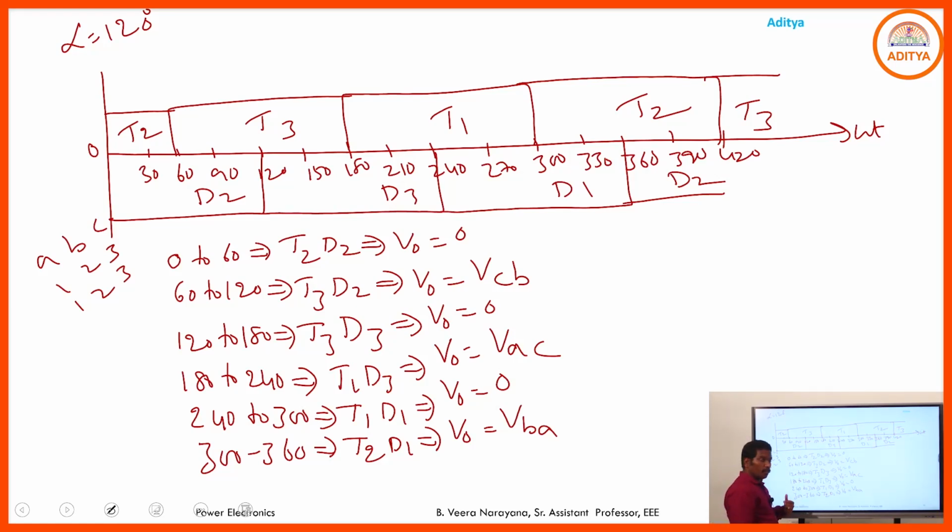So here we consider discontinuous conduction mode. Discontinuous conduction mode means the energy stored in the inductor is completely discharged before the next incoming SCR comes to the on state. So the effect of that extinction angle is considered 30 degrees. That means you go through the VCB, 60 to 120. Output voltage is VCB.